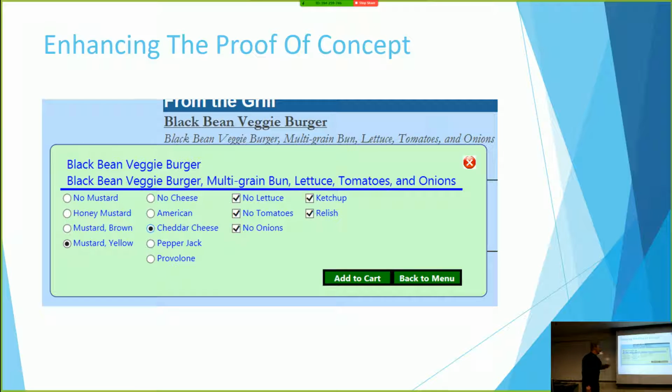So, in order to go through and do the option selection, this is an example of one of the menu items. So you have 2 different sets of radio buttons. Do I want mustard, and what kind of mustard? Do I want cheese, and what kind of cheese? And since this one comes with lettuce, tomatoes, and onions, it gives you an option to remove those particular items or to add ketchup and relish.